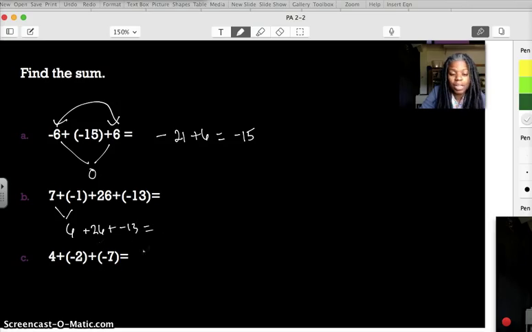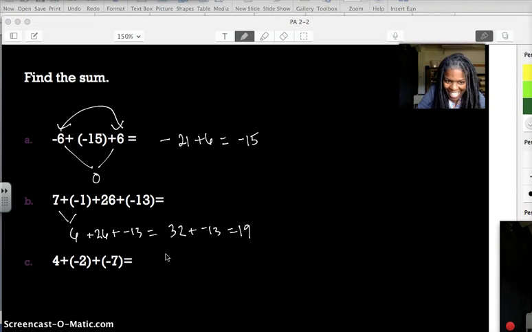So what this is going to become is 6 plus 26 is going to give me 32, and then I'm going to add a negative 13. In this case, I'm really going to end up subtracting 32 minus 13, which is going to give me 19, and it's going to be a positive 19 since the 32 is positive.